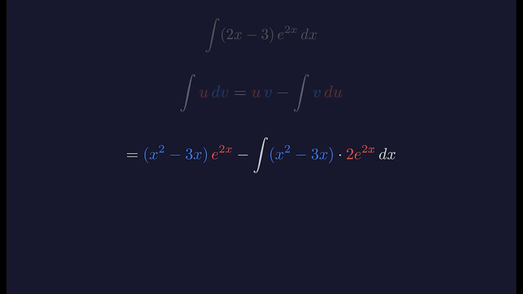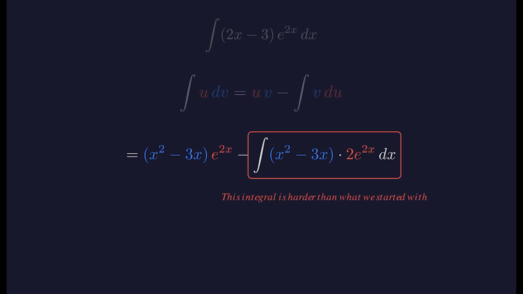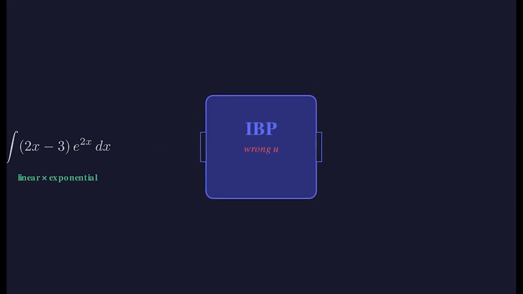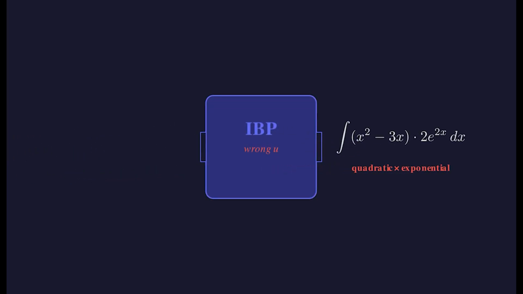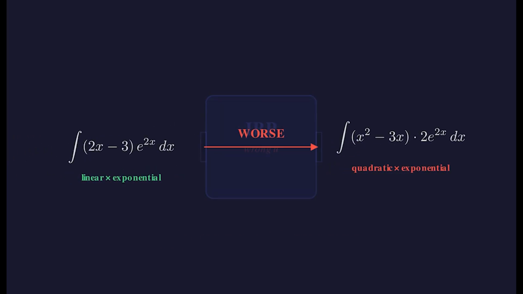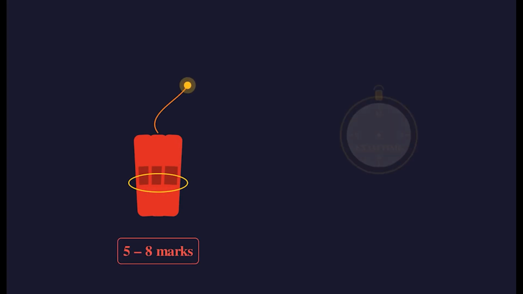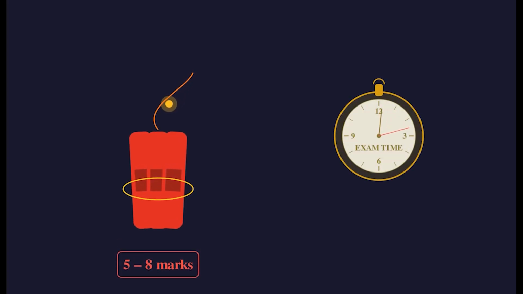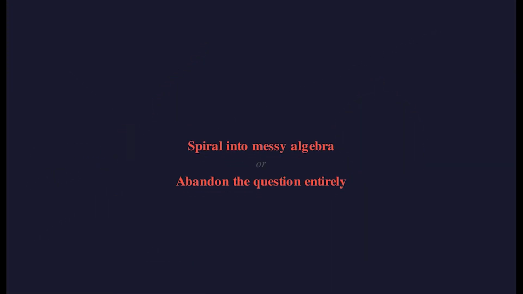Let's look at what just happened. The new integral is harder than the one we started with. We just went from a linear polynomial times an exponential to a quadratic times an exponential. We made it worse. Now that's 5 to 8 marks on the paper. And if this happens under time conditions, what's going to happen? Well, you're either going to spiral into some messy algebra situation, or you'll probably just abandon the question entirely.